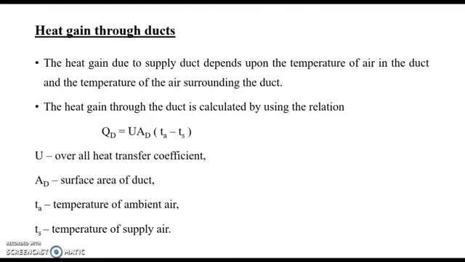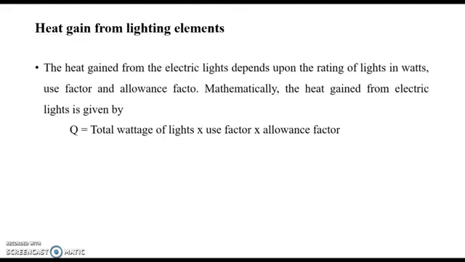Next, the heat gain through the ducts. The heat gain due to the supply duct depends upon the temperature of the air inside the duct and the temperature of the air surrounding the duct. We can calculate the heat gain through the duct by using the relation Q = U A (TA - TS), where U is the overall heat transfer coefficient of the duct, A is the surface area of the duct, TA is the ambient air temperature, and TS is the temperature of the supply air inside the duct.